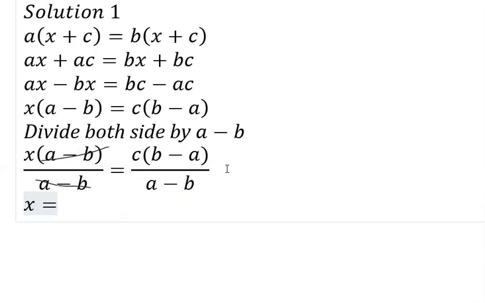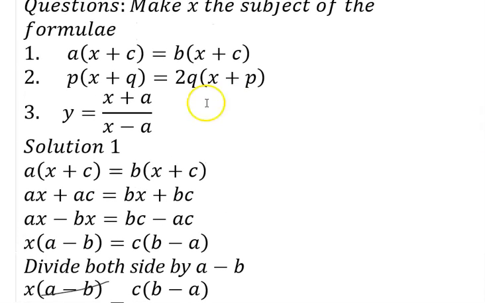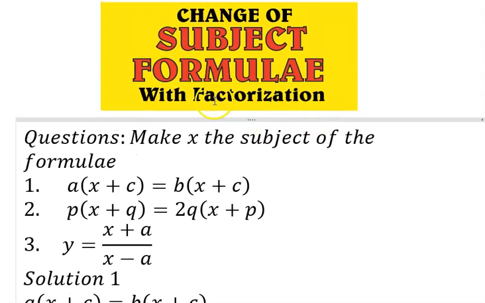Awesome. Then we have this. Great. Our aim has been achieved. Our x is now standing alone. So it's equal to C open bracket B minus A, close the bracket, all over A minus B, depending on how you actually want to leave it. But since our subject of the formula is now standing alone, our aim has been achieved. So let's dive straight into question number 2, because this one involves factorization like we said earlier on.